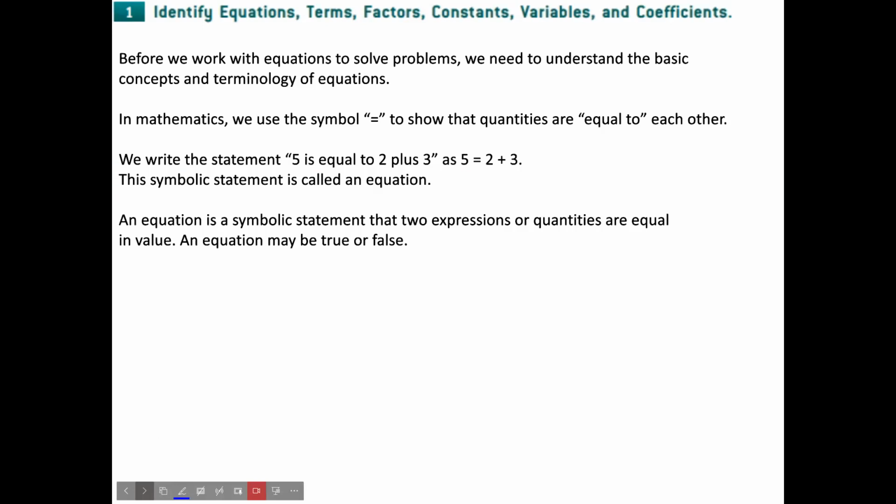In mathematics, we use symbol equal to show that quantities are equal to each other. We write the statement 5 is equal to 2 plus 3. And here you have 5 equals 2 plus 3. This symbolic statement is called an equation. Okay, an equation is a symbolic statement that two expressions or quantities are equal in value. An equation may be true or false.